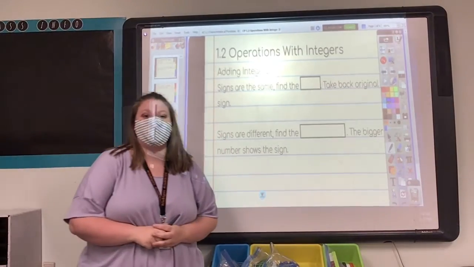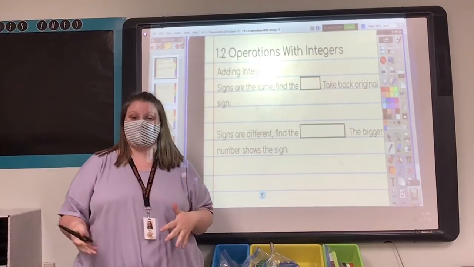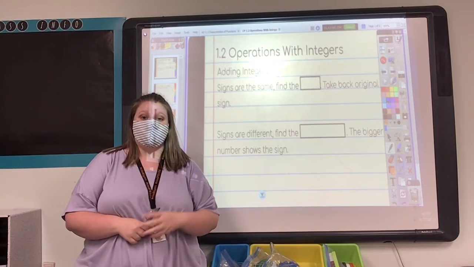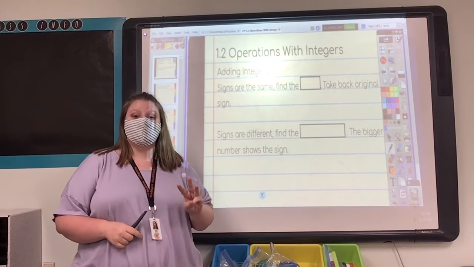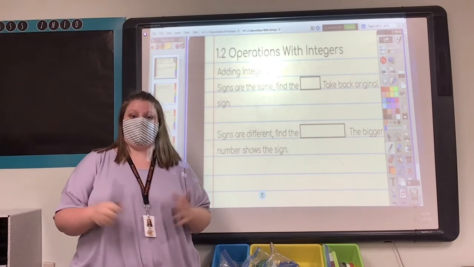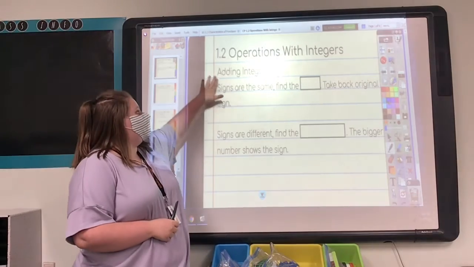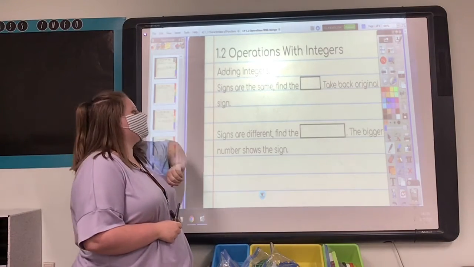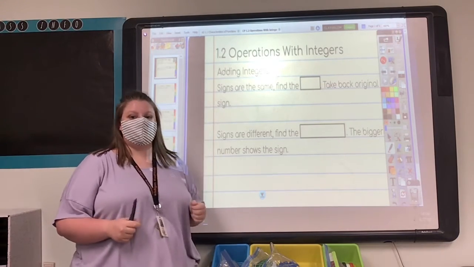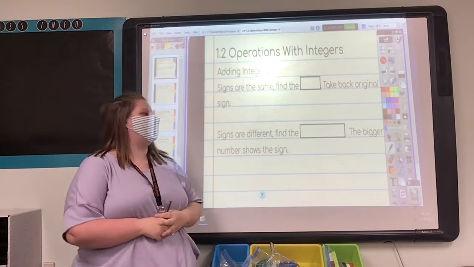Hey you guys. So today we're going to be talking about operations with integers. We're going to look at how to add, subtract, multiply, and divide with our set of integers. The first thing we're going to look at is adding integers. We've got a rule for adding integers to help us out if we don't have a calculator.